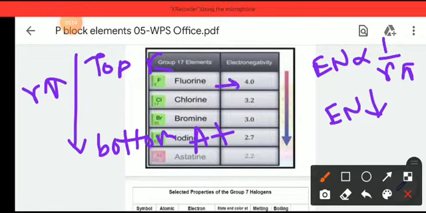Fluorine has 4, chlorine has 3.2, bromine has 3, iodine has 2.7, and astatine has 2.2. So on going down the group, we notice that the electronegativity values decrease, because as we go down the group, the radius of the elements increases. As the radius is inversely proportional to electronegativity, the electronegativity will decrease.